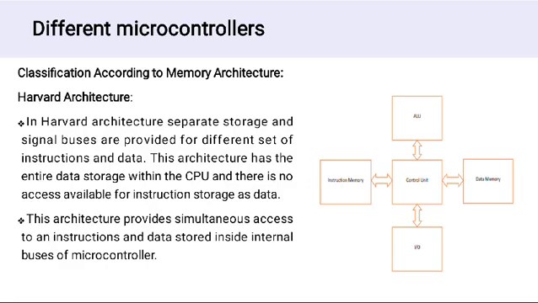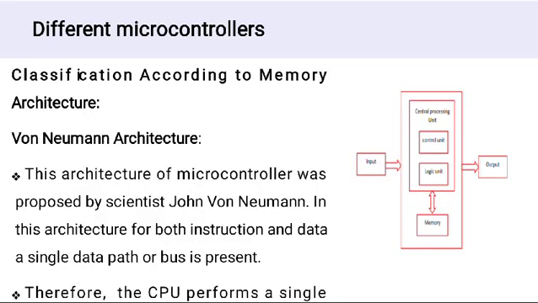Based upon the memory architecture, it is classified into Harvard architecture. In Harvard architecture, separate storage and signal buses are provided for different sets of instructions. The architecture has entire data storage within the CPU and there is no access availability for instruction storage as data. This architecture provides simultaneous access of instruction and data stored inside the internal bus of the controller.